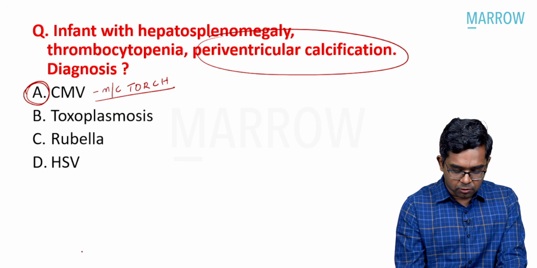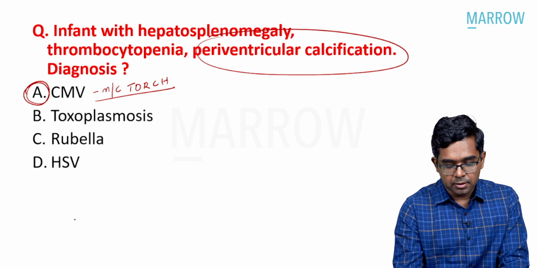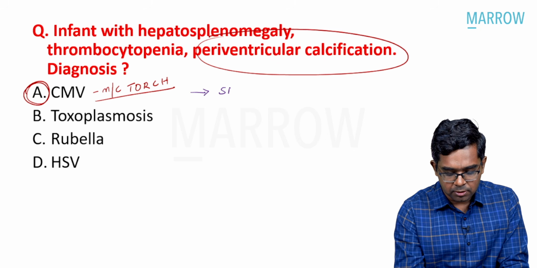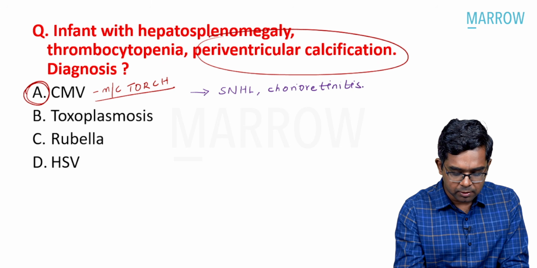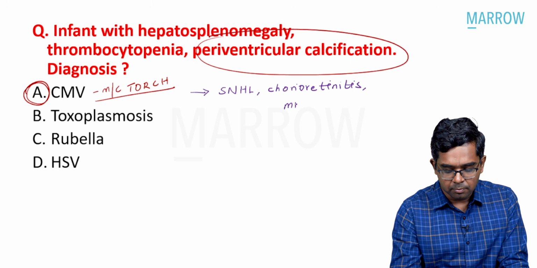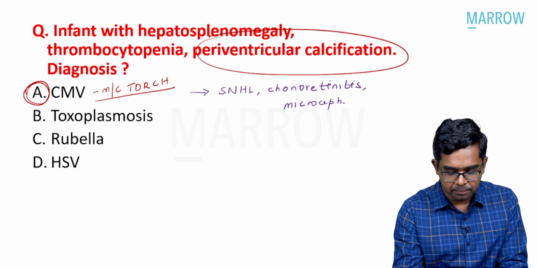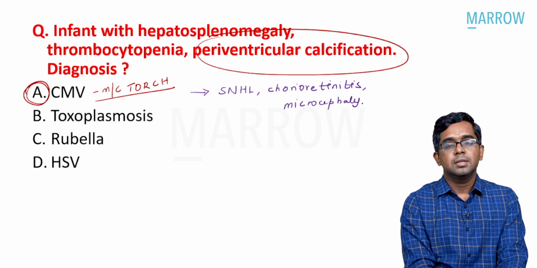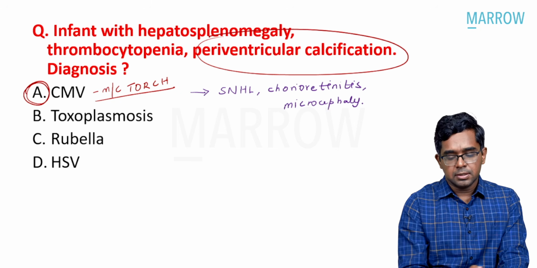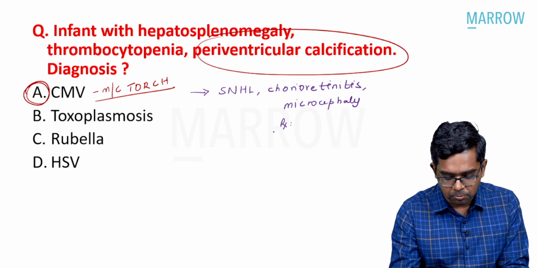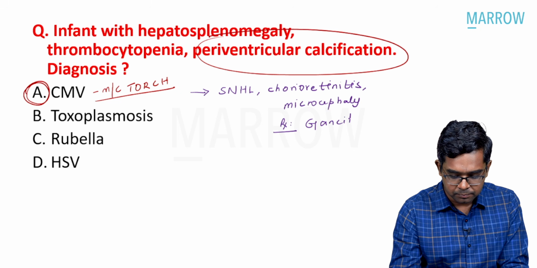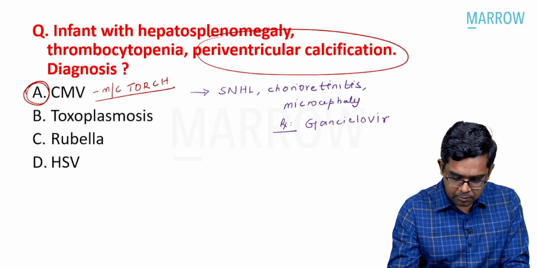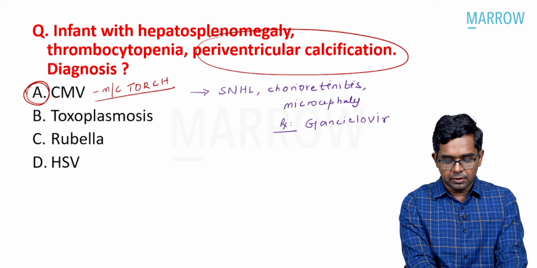The other characteristic findings in cytomegalovirus infection include sensorineural hearing loss as well as chorioretinitis. Along with that, the brain is also damaged, resulting in microcephaly. And please remember, the treatment for congenital CMV infection would be antiviral medication, which is ganciclovir. These are the salient points about congenital CMV infection.